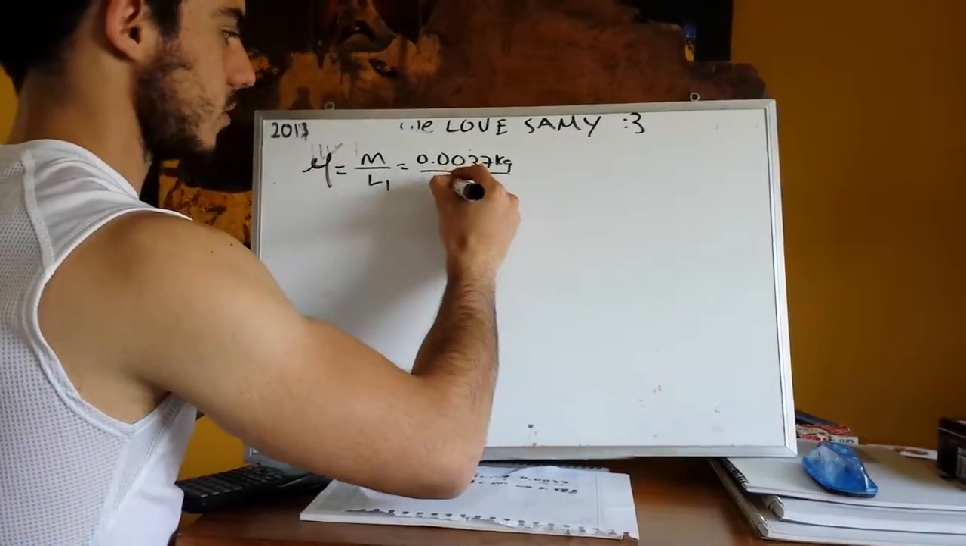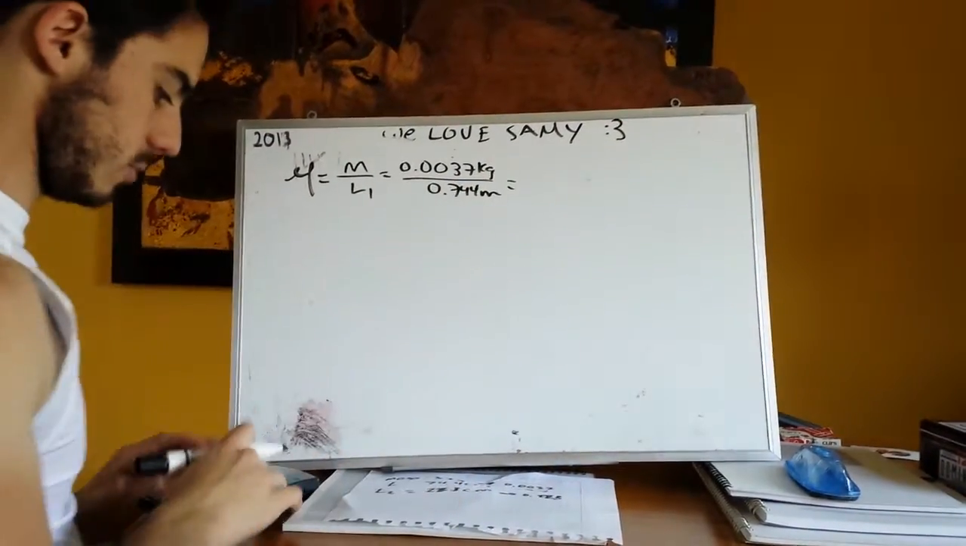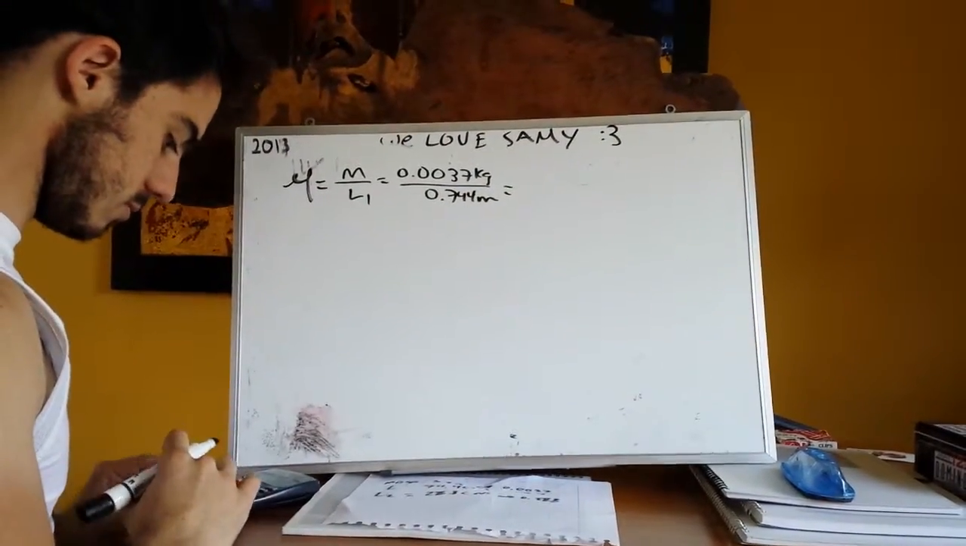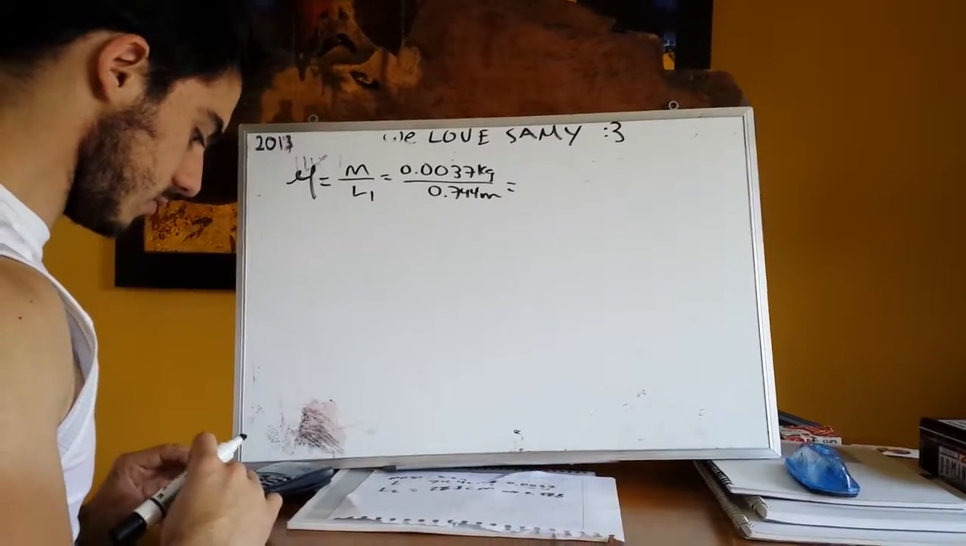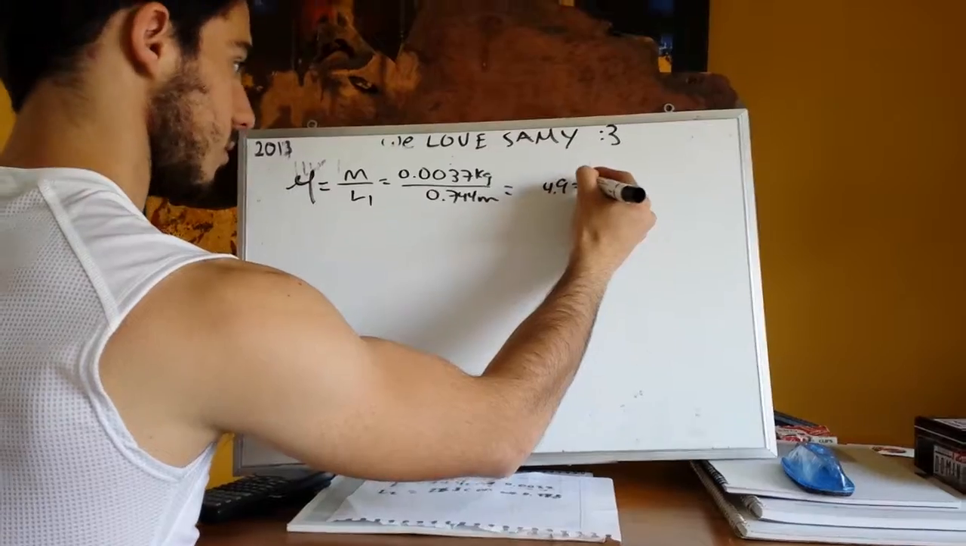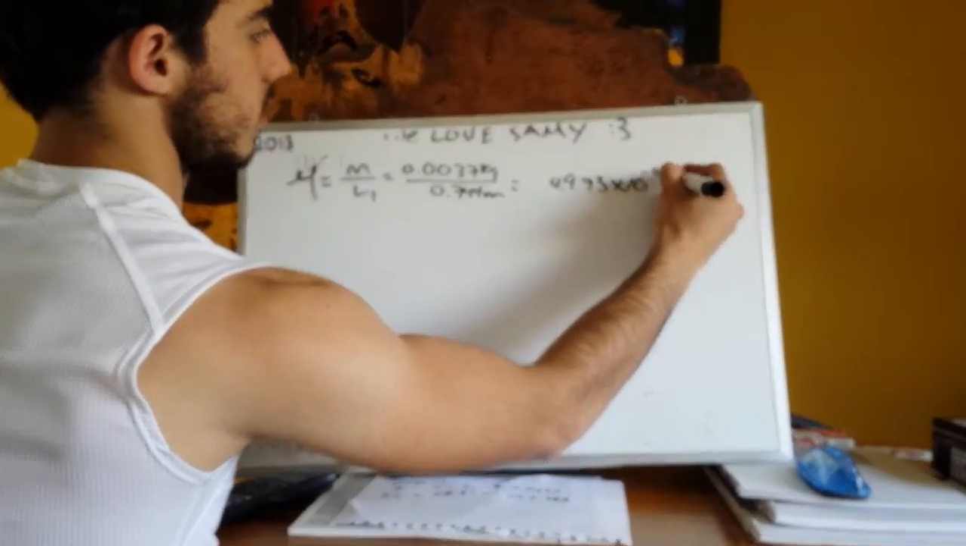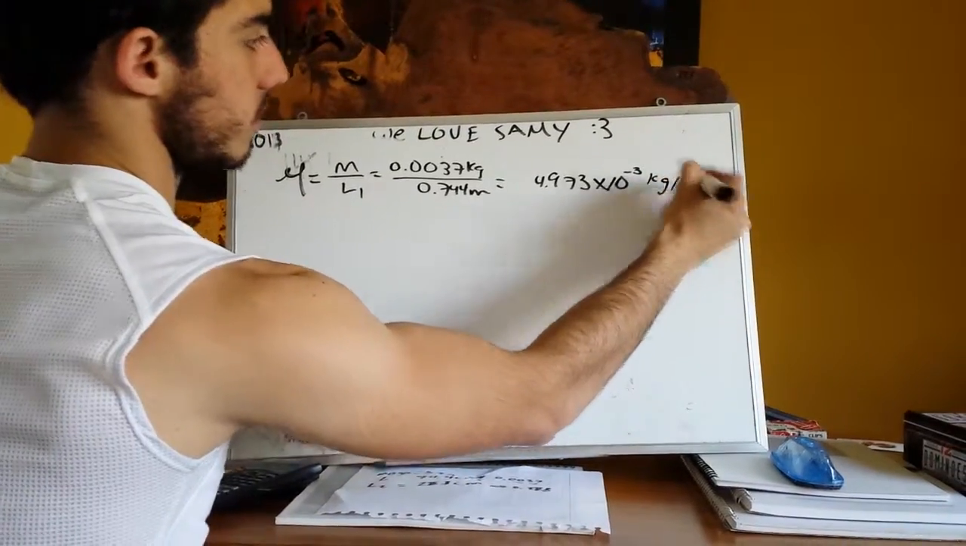It is going to be about 0.744 meters. This will give us 4.973 times 10 to the minus 3 kilograms over meter.